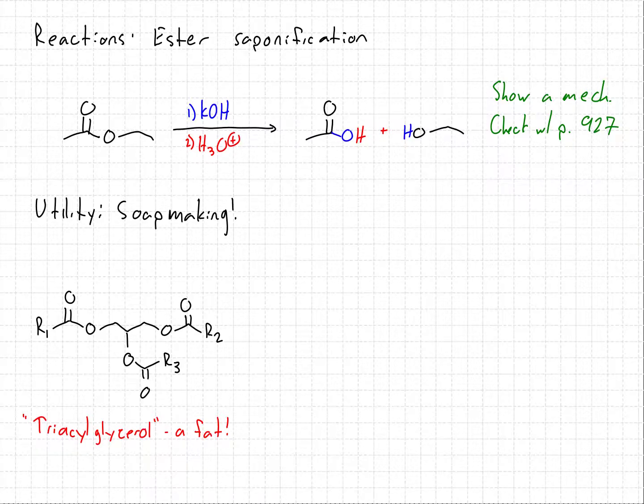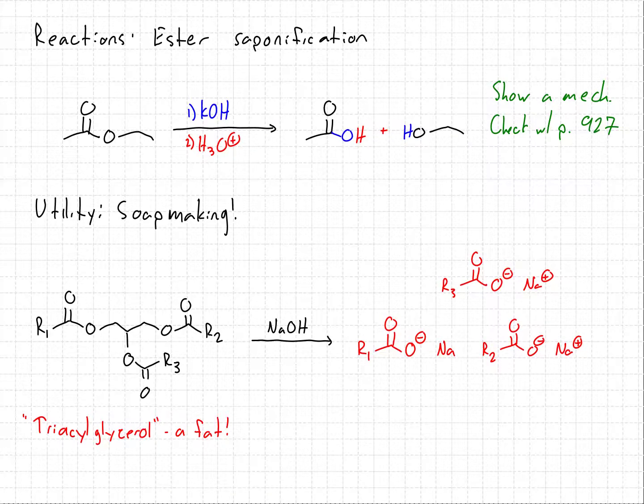The way you make soap is you take fat and you combine it with sodium hydroxide. Fats and oils are actually esters. They're triesters of glycerin, or triacylglycerols. Once we do this, we're going to be cleaving the three ester groups off of glycerin to produce 3 sodium carboxylate salts.